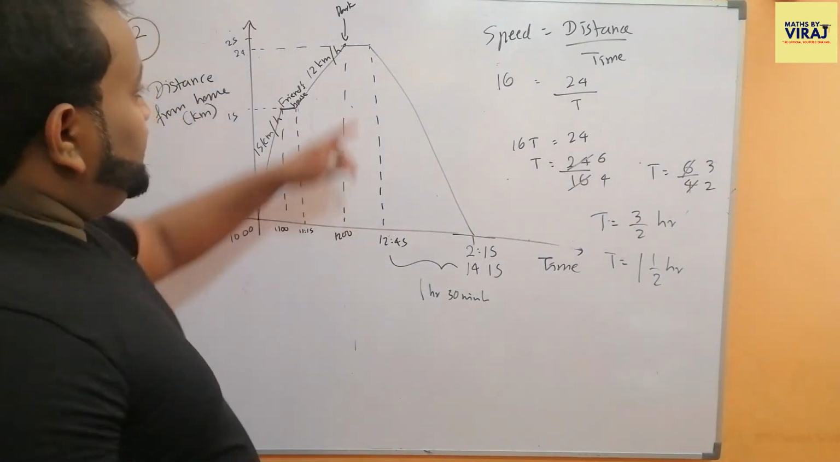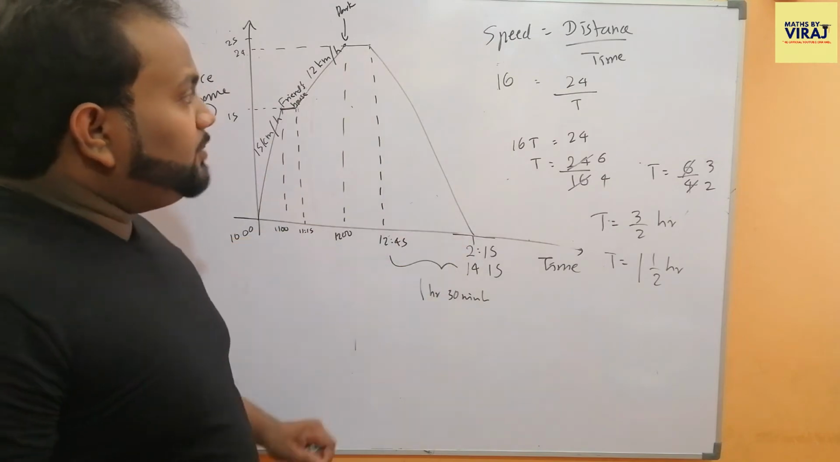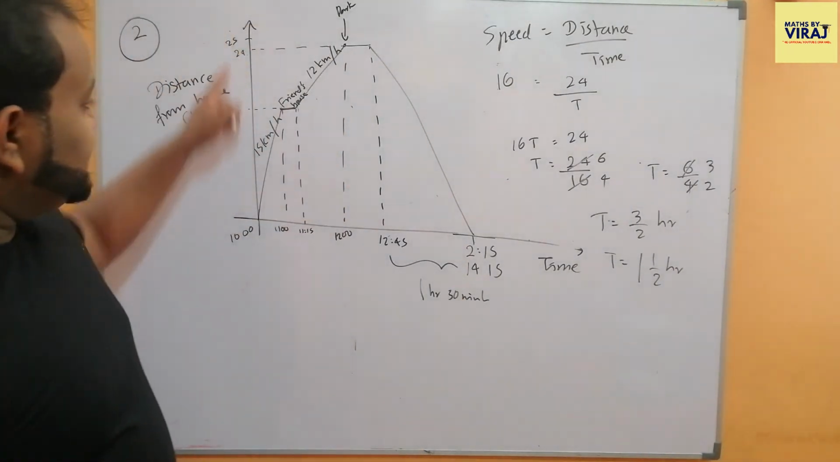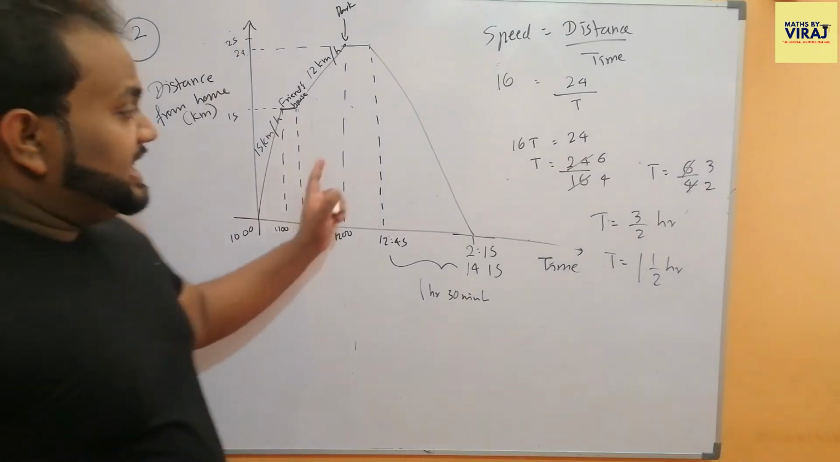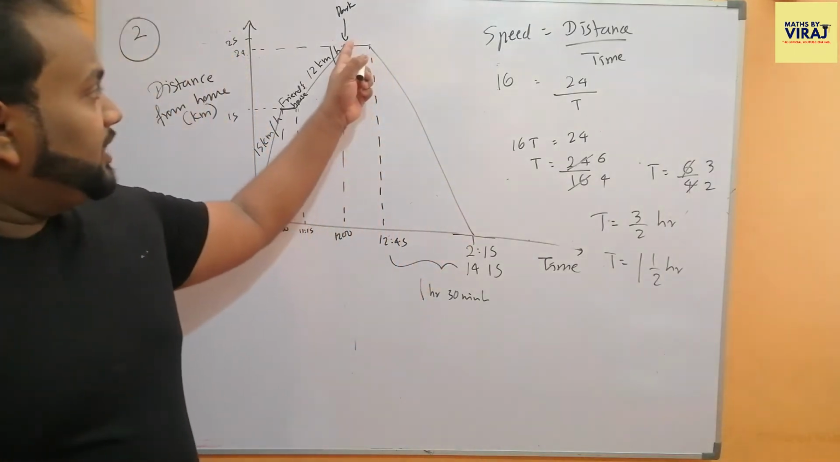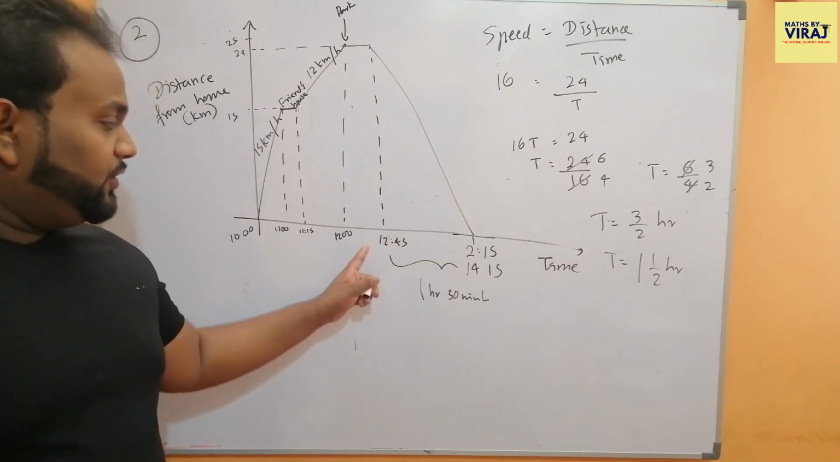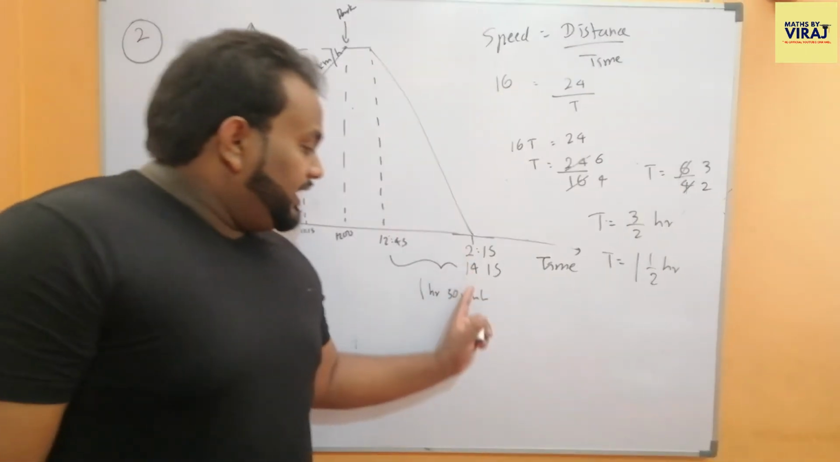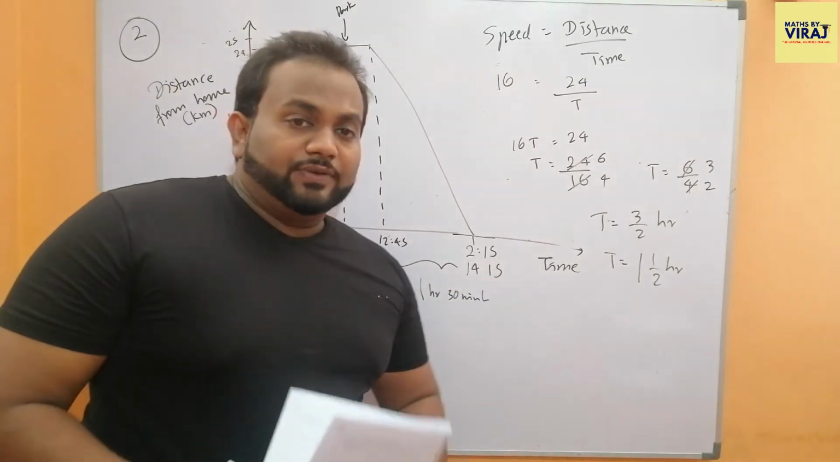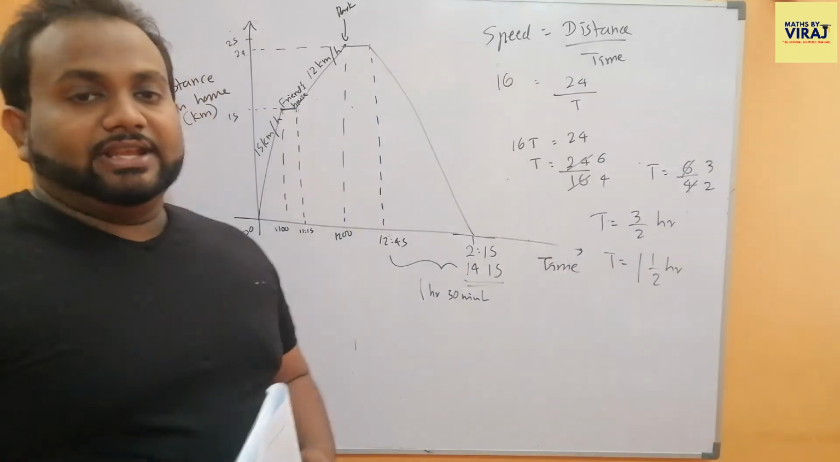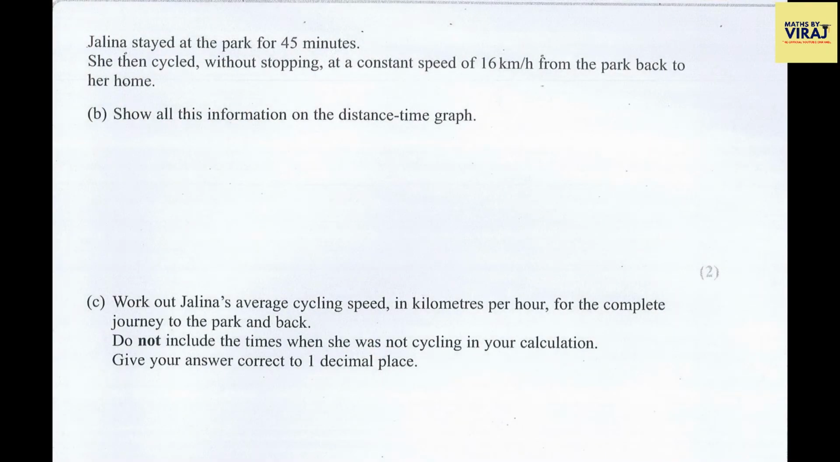Again, children, from the park, she has gone home with a constant speed of 16 kilometers per hour. The distance is 24 kilometers. Therefore, the time taken to travel from the park to home is 1 hour and 30 minutes. Therefore, from 12:45, 1 hour and 30 minutes is 2:15. So, the answer is 2:15.